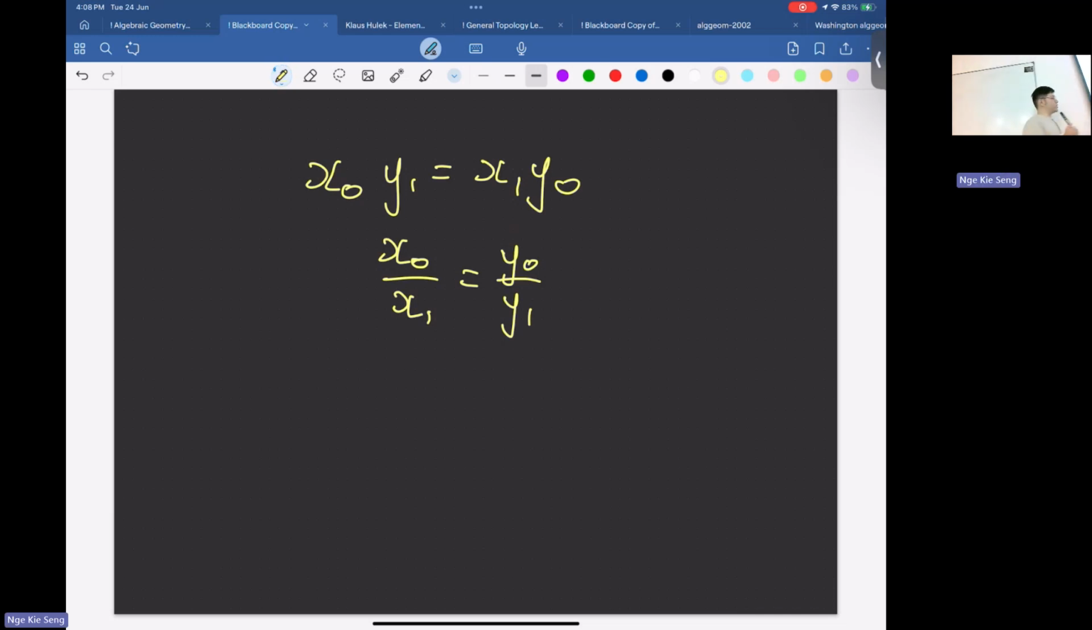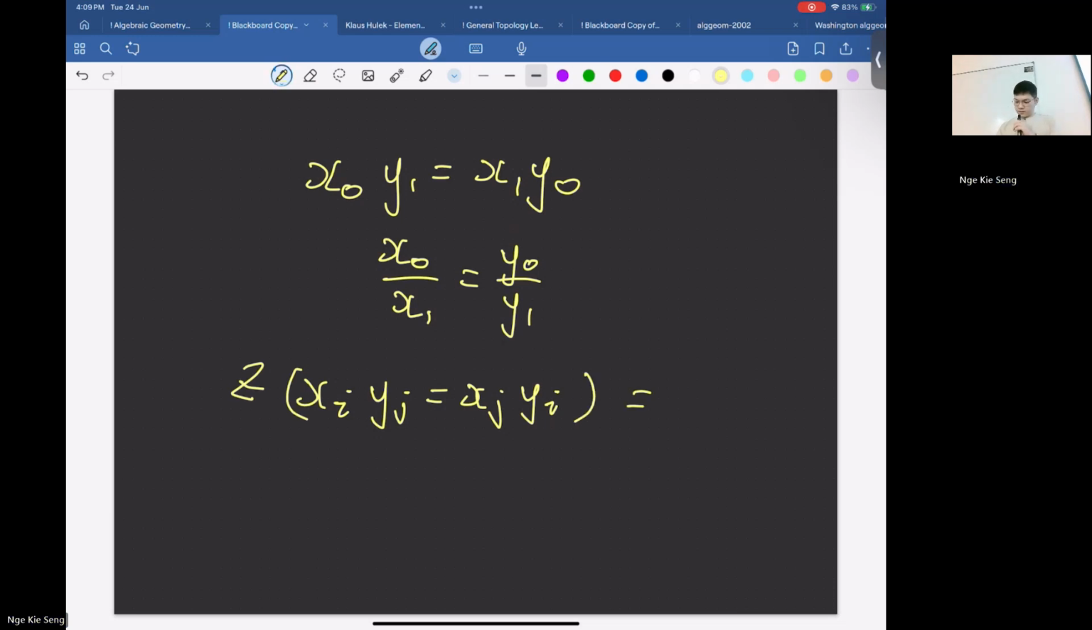Okay. So for general A^n, you need to do this for arbitrary i, j here. Okay, so this is the set, the A^n tilde, at the origin.